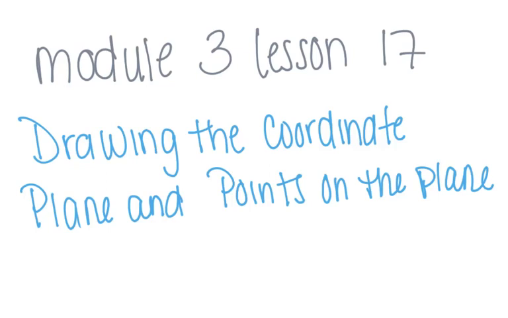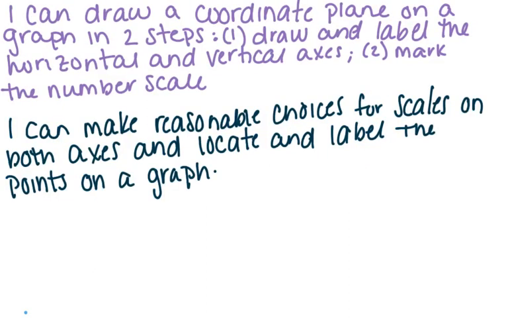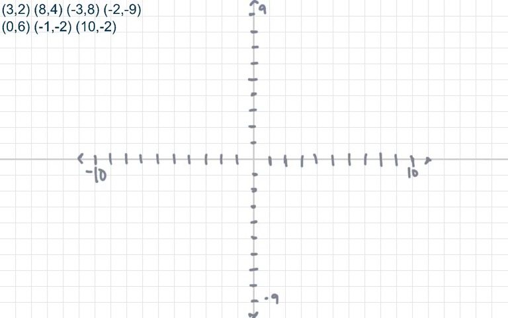Module 3, Lesson 17, Drawing the Coordinate Plane and Points on the Plane. Learning targets. I can draw a coordinate plane on a graph in 2 steps: 1. Draw and label the horizontal and vertical axes, and 2. Mark the number scale. And I can make reasonable choices for scales on both axes and locate and label the points on a graph.